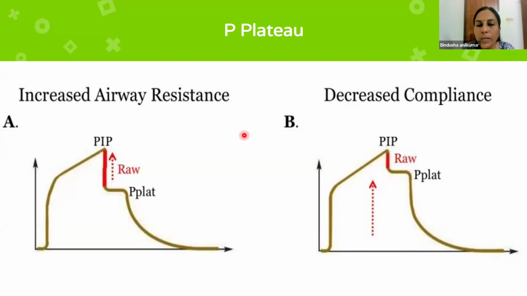What is the importance of this? Driving pressure, everything will be discussed in the later classes. Driving pressure is actually the difference between the P plateau and the PEEP. That is the actual pressure which will determine the amount of air that reaches the alveoli. So P plateau minus PEEP is the driving pressure.